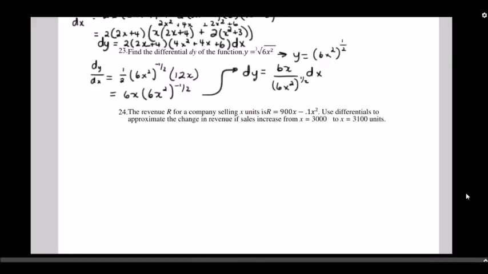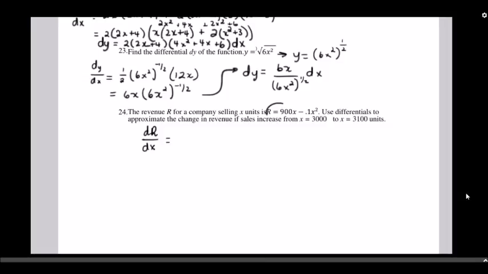For question 24, it says we need to approximate the change in revenue. So we're not actually finding the revenue itself, we're finding a change in revenue, or delta R. Delta R can be approximated, that's why it says approximate. Delta R can be approximated by dR. So we're going to find dR by finding dR/dx, or the derivative.